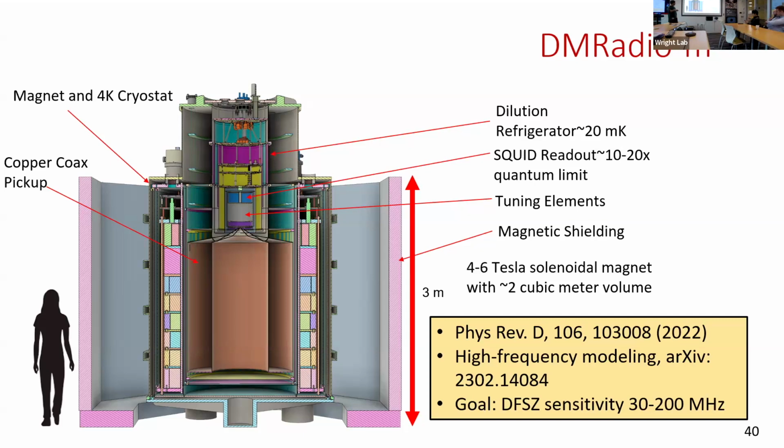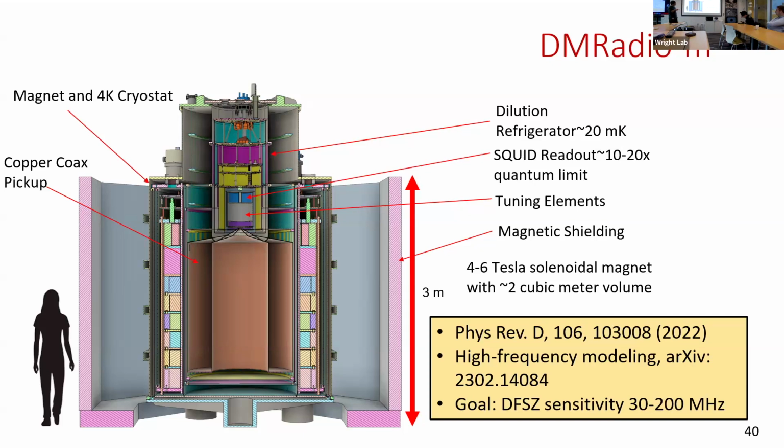The introduction paper is here in PRD, and more recently there was a high frequency modeling paper put out. As I mentioned, there is this very meaty problem about how you transition between the lumped element picture and this cavity picture, and there's some very nice information and simulations laid out about how you deal with that in the DMRadio cubic meter frequency range.